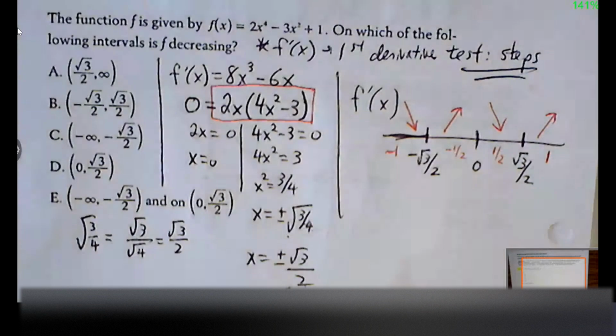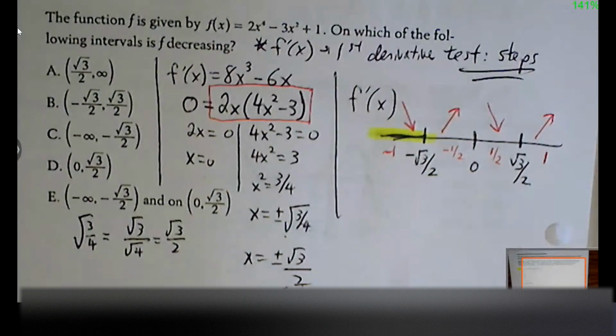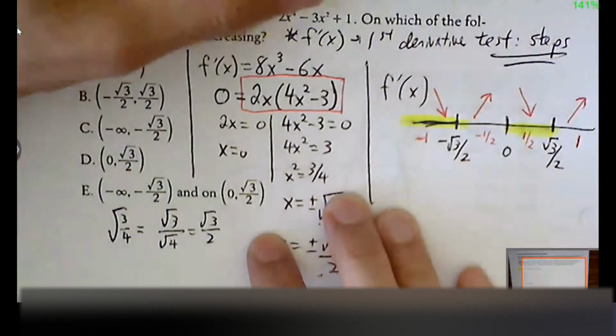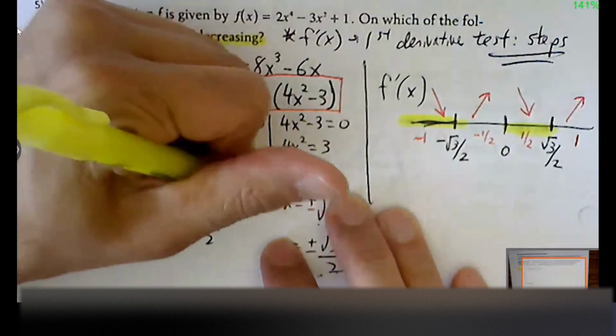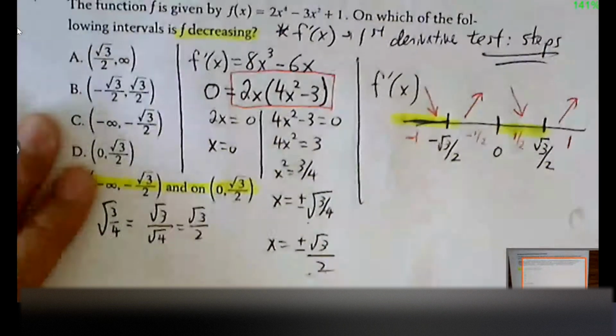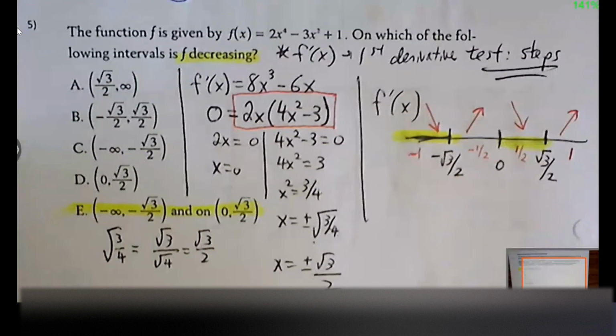Okay, based off these arrows, interval decreasing. Yeah, we have those split intervals, right? First and third interval, they both are showing decreasing slopes. All right, any questions here with 5?